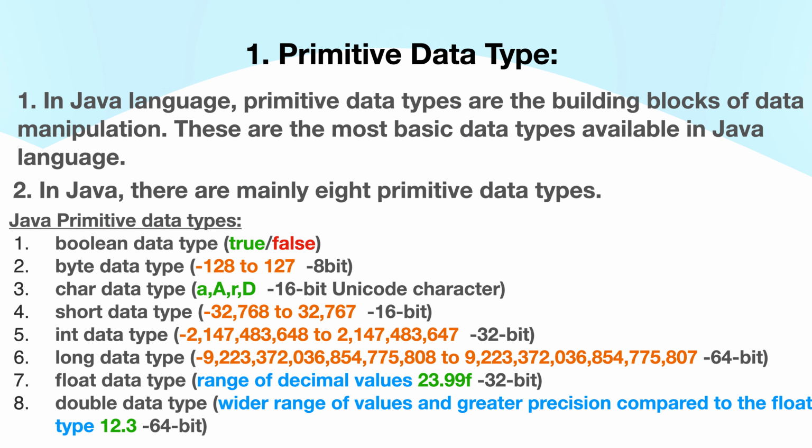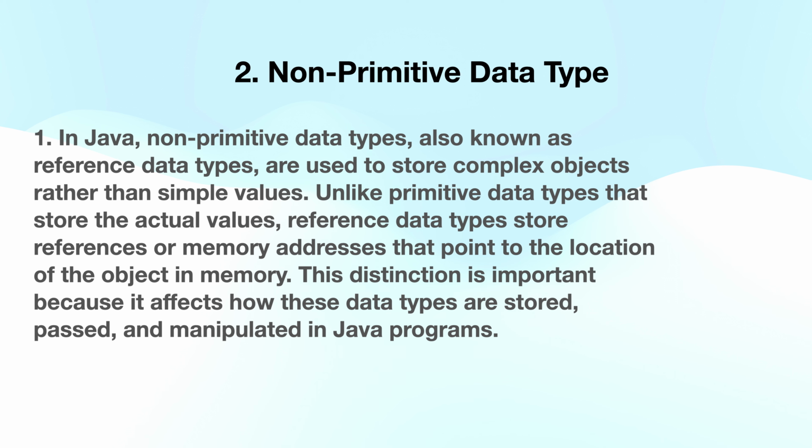The byte data type just stores 8 bits of data, while char stores a 16-bit Unicode character. Short stores 16 bits of numbers ranging from negative 32,768 to positive 32,767. So here is the list, and let's talk about non-primitive data types.